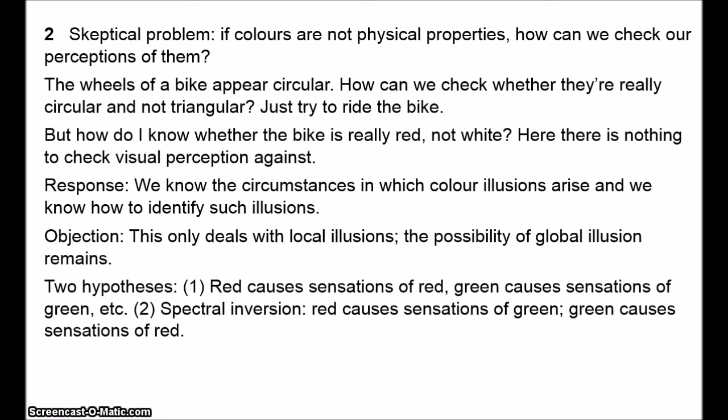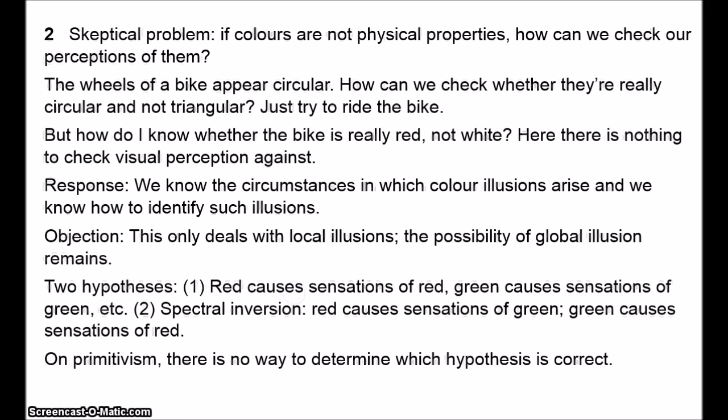The obvious theory is that red causes sensations of red, green causes sensations of green, blue causes sensations of blue, and so on. In other words, our colour perceptions are veridical. So now consider an alternative, some sort of spectrum inversion. For instance, red causes the experience of green, blue causes the experience of yellow. How can we rule this out? I mean, given primitivism, this hypothesis seems just as reasonable as the theory that our experiences are veridical.